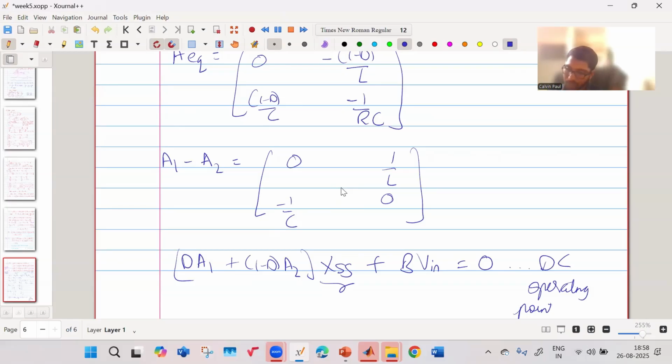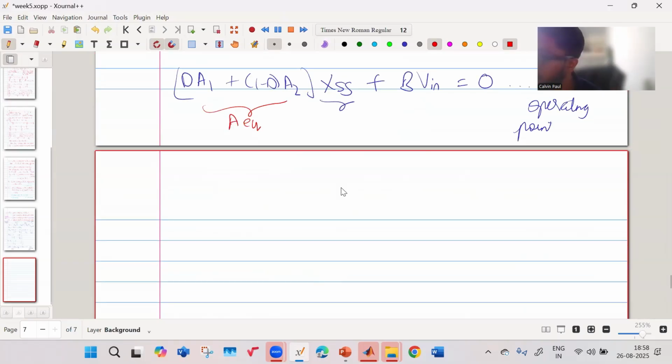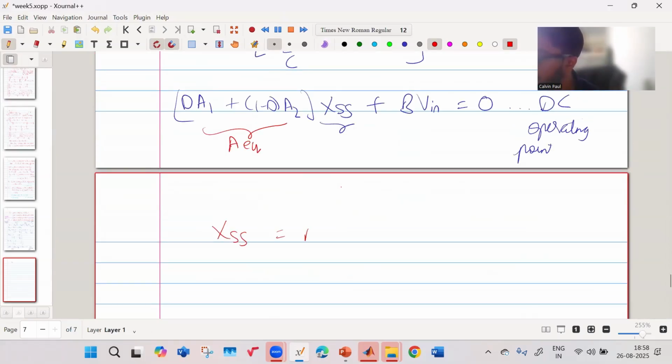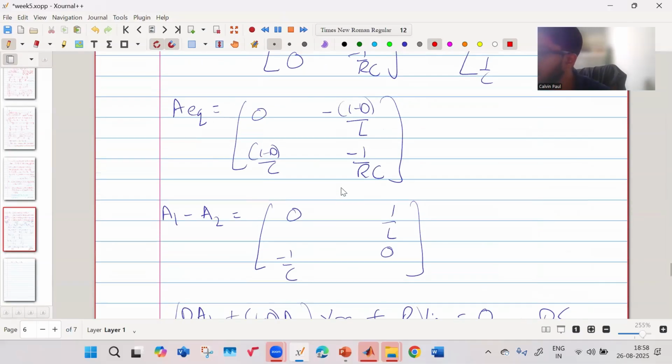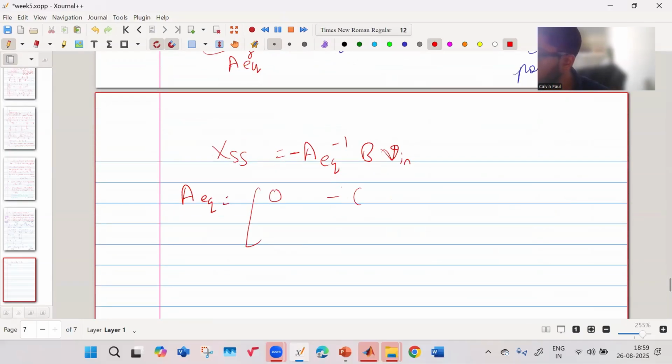Multiply by the inverse of that matrix A equivalent. So this actually is your A equivalent, right? So your X steady state is equal to A equivalent inverse times minus B into Vn. Okay. Our A equivalent we know: 0, minus (1 minus D) by L, (1 minus D) upon C, minus 1 upon RC. So we need to find A equivalent inverse. How will we do that?